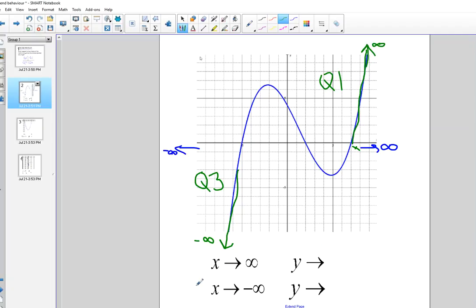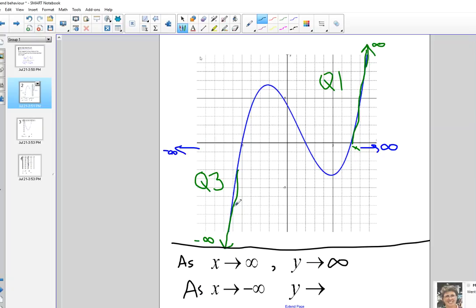So our end behavior is going to be described down here. What we're going to write is, as x approaches infinity, comma, y approaches infinity. As x approaches negative infinity, so going out in this direction, y approaches negative infinity. So as x approaches infinity, y approaches infinity. As x approaches negative infinity, so does y. Let's look at the next example, see if it's the same.